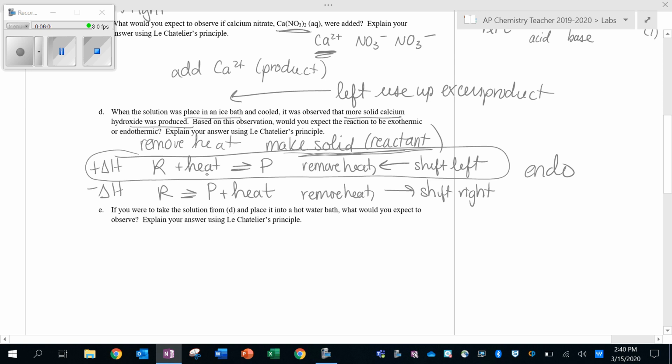Because if it's endothermic, removing heat would cause the reaction to make more reactant, which is what we saw happening here. Based on that, if we were to place it in a hot water bath, so do the opposite and add heat, we would expect the reaction to shift to the right, and it is going to dissolve more. You'll notice that some solids, when the dissolving process is endothermic, if you heat them up, they'll dissolve better. Some solids dissolve in water exothermically. In that case, if you add heat, they will actually dissolve less.